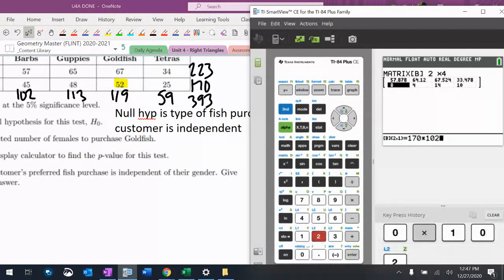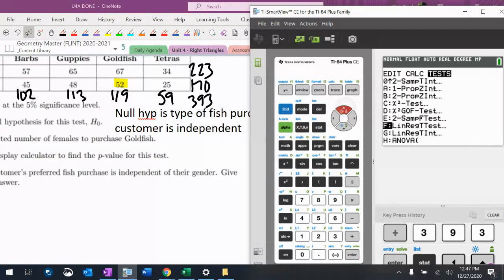170 times 102 divided by 393. 170 times 113 divided by 393. 170 times 119 divided by 393. And 170 times 59 divided by 393. So there's my expected frequency. I'll drag and drop it over there so I have it.